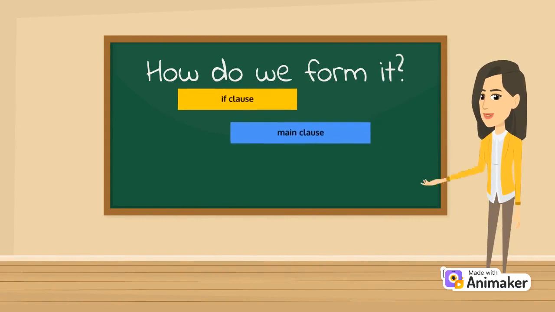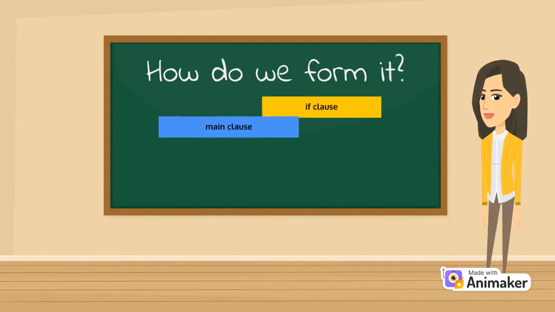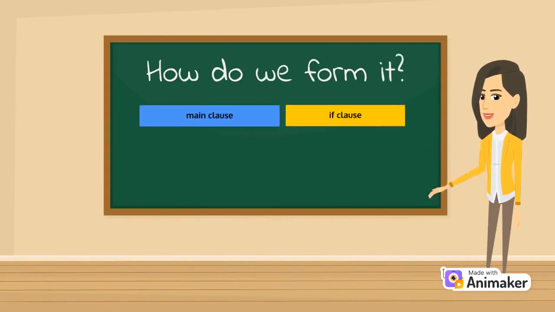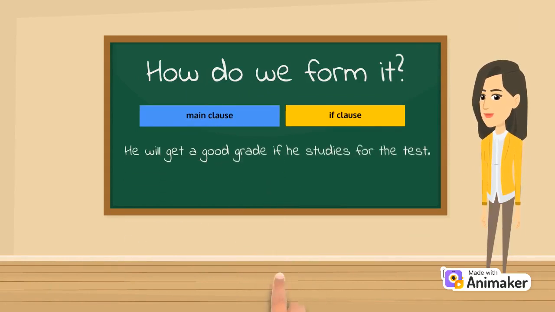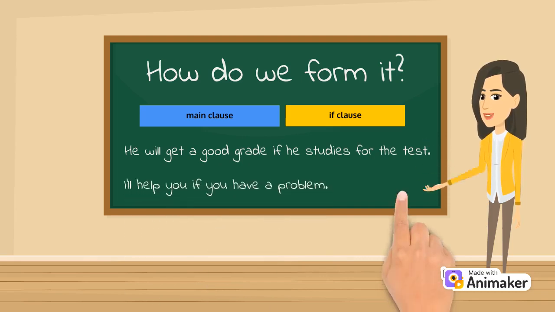You can also switch the if clause and the main clause. Then you don't need a comma between the two parts. For example, he will get a good grade if he studies for the test. I'll help you if you have a problem.